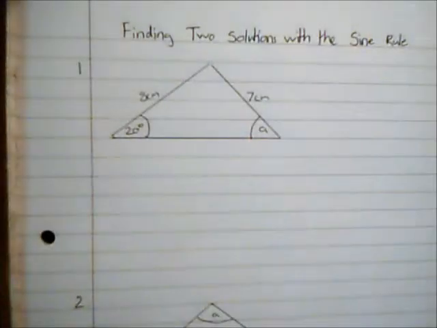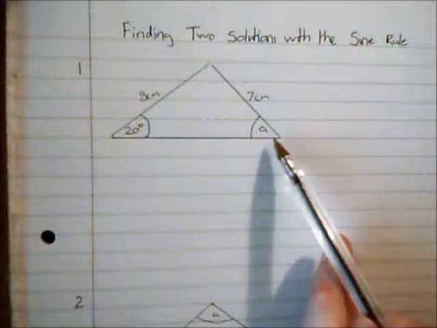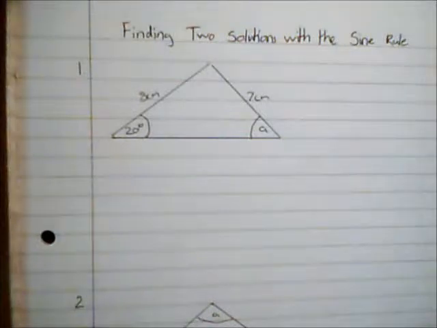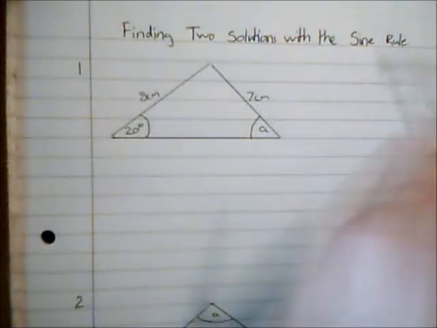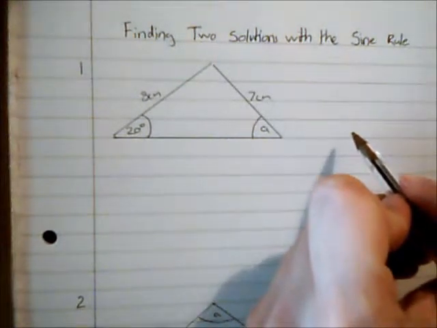In this video we're going to look at how we can use the sine rule to find two possible solutions for an angle given a certain amount of information about a triangle. So in this case there's actually going to be two different values that A can have, although initially it can be quite easy to miss one.